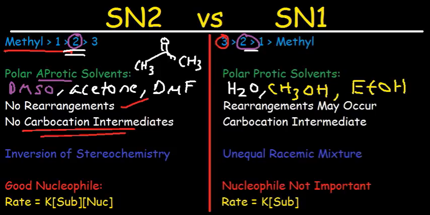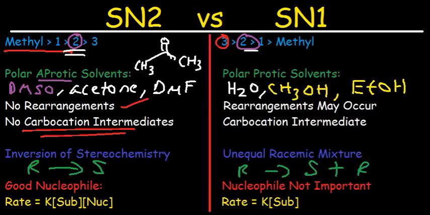SN1 reactions may occur in 2 or 3 steps. For the SN2 reaction, you have inversion of stereochemistry. So let's say you started with the R isomer, it's going to flip to S. In an SN1 reaction, if you started with the R isomer, you're going to get a mixture of S and R, both inversion and retention. But it's unequal though. You get more of the inverted product than the retention product.